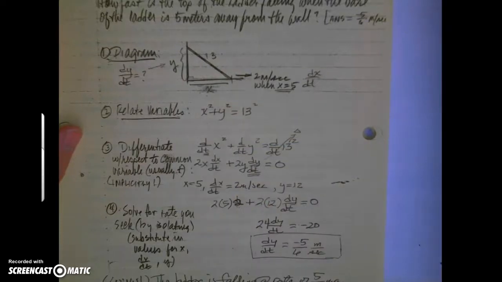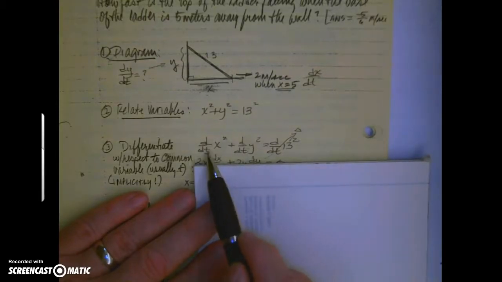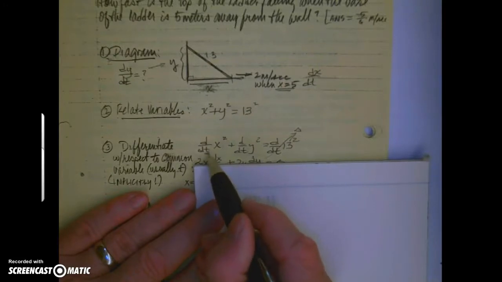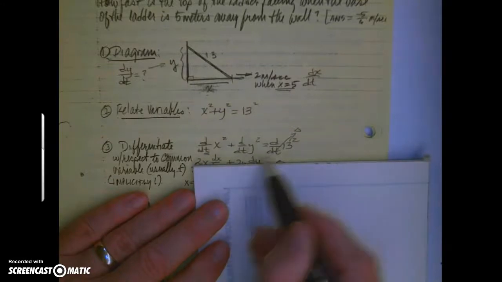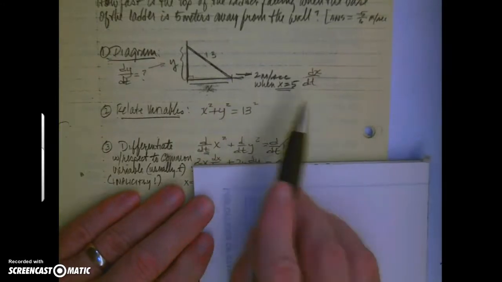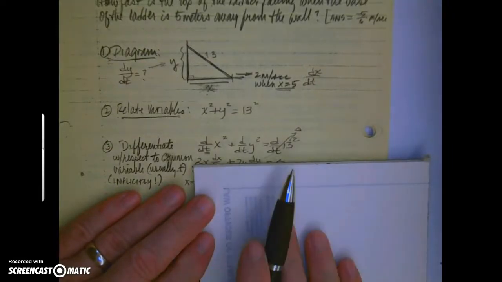When you differentiate, you want to use the implicit differentiation approach. So we set up everything with respect to t, and t is always going to be what we build this on. So it's going to be d/dt of x squared, d/dt of y squared, and d/dt of 13 squared. You don't plug in any numbers until after you've done a full differentiation process.